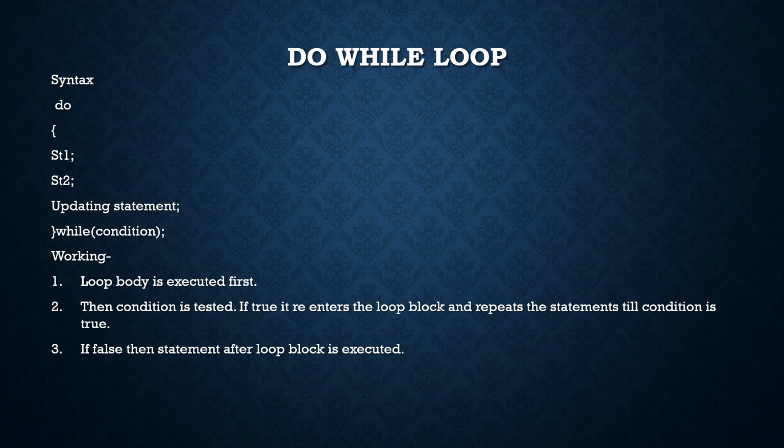So we can say this is an exit control loop. Here is how it works: the loop body is executed first. That means whatever is written inside the curly braces will be executed first, irrespective of the condition. Then the condition is tested. If the condition is true, it will come back to execute the loop body again, and if it is false, it will come down to the statement written after this while statement. So irrespective of the condition, the loop body is executed at least once. This is an example of an exit control loop.